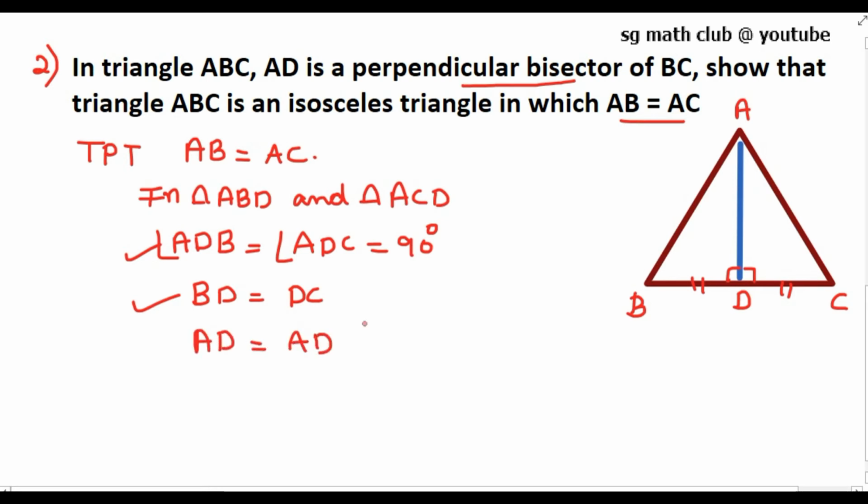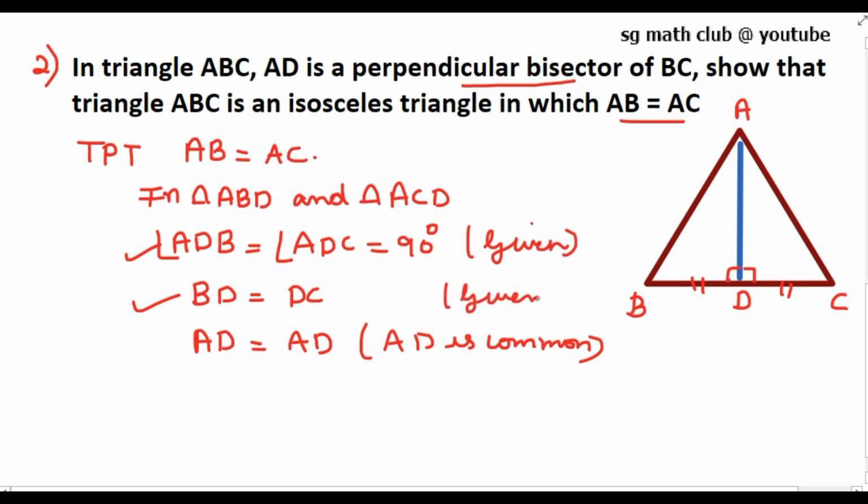AD is common for both the triangles. These two things are given in the question itself. So that is the data. Now we got three parameters: one side, angle, again side.